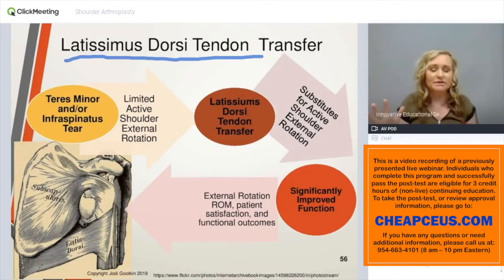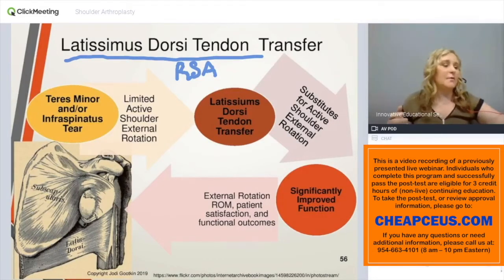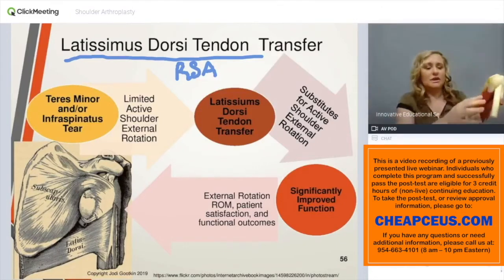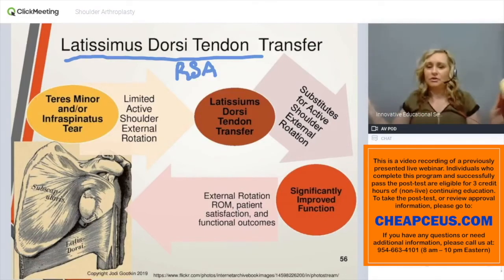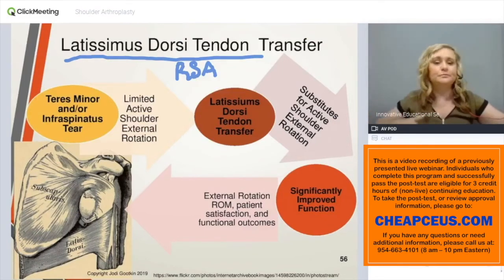So the latissimus dorsi tendon transfer, it totally makes sense. You're going to see this probably in the research more commonly with our reverse shoulder arthroplasty patients. And here's why. Typically our teres minor and our infraspinatus, originating here on that infraspinous fossa and then the edge of the scapula, come around posteriorly to that greater tuberosity, and they're our external rotators of the shoulder.